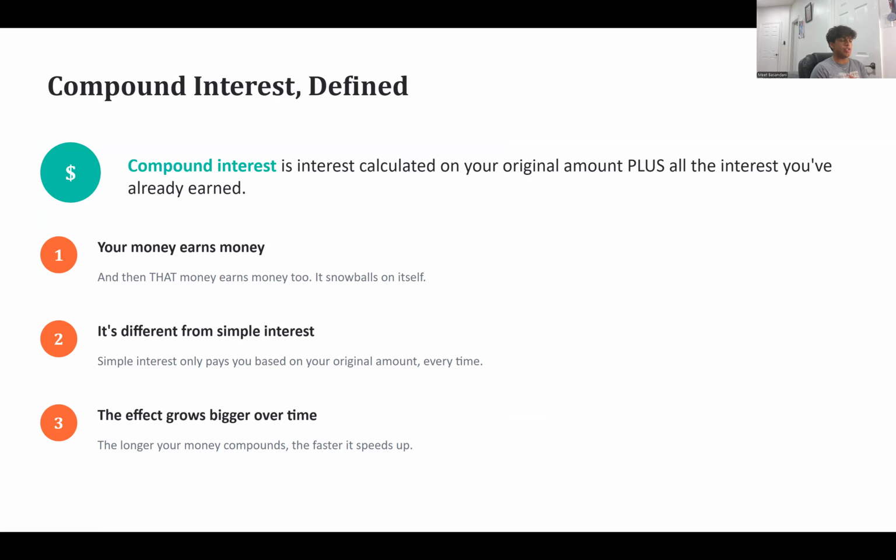All right, next, the definition. Compound interest is interest calculated on your original amount plus all the interest you've already earned. In other words, your money earns money, and then that money earns money too. It snowballs on itself. This is different from simple interest, which only ever pays you based on your original amount every single time. And the longer your money compounds, the bigger and faster the snowball gets.